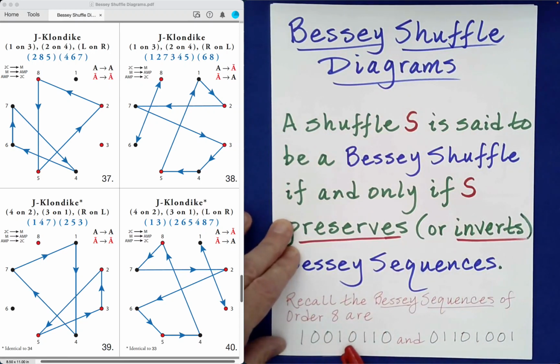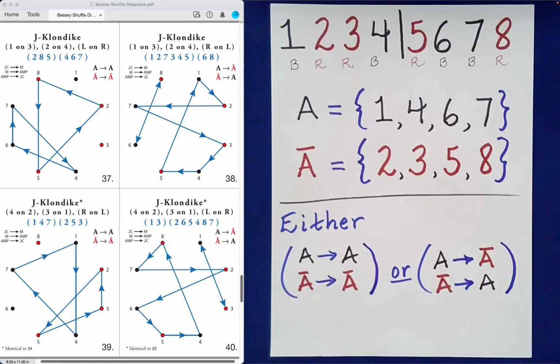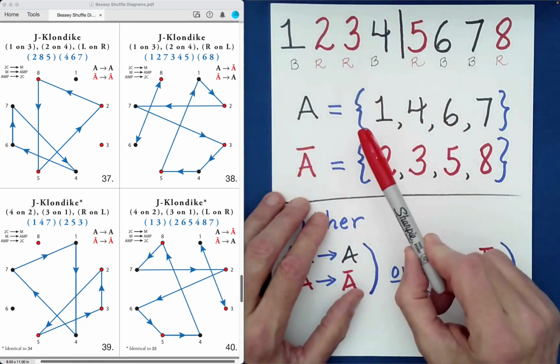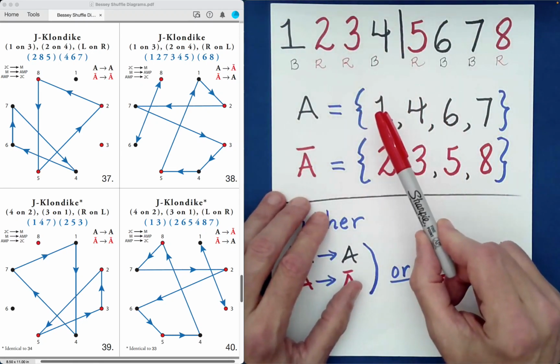1001, 0110, and its inversion 0110, 1001. Also recall that the digits of importance to us divide into two categories.